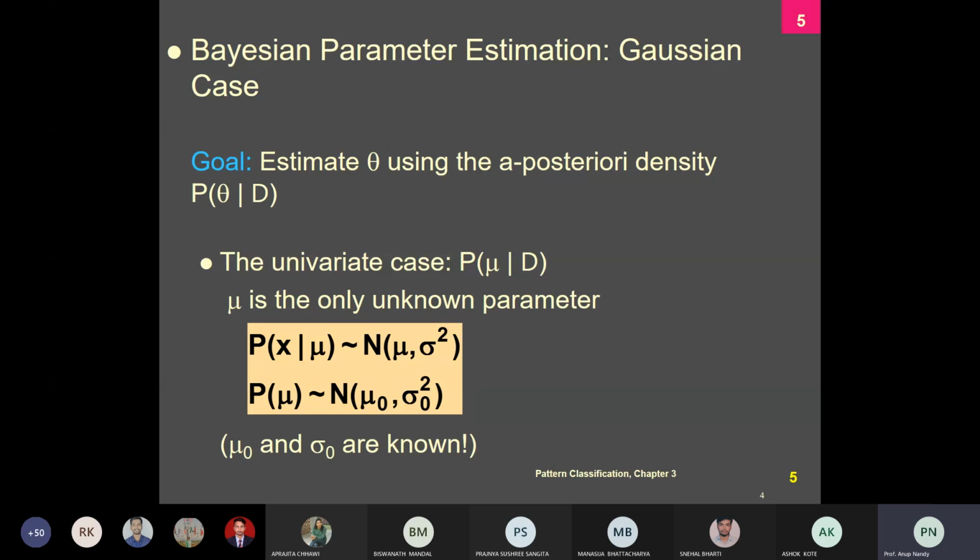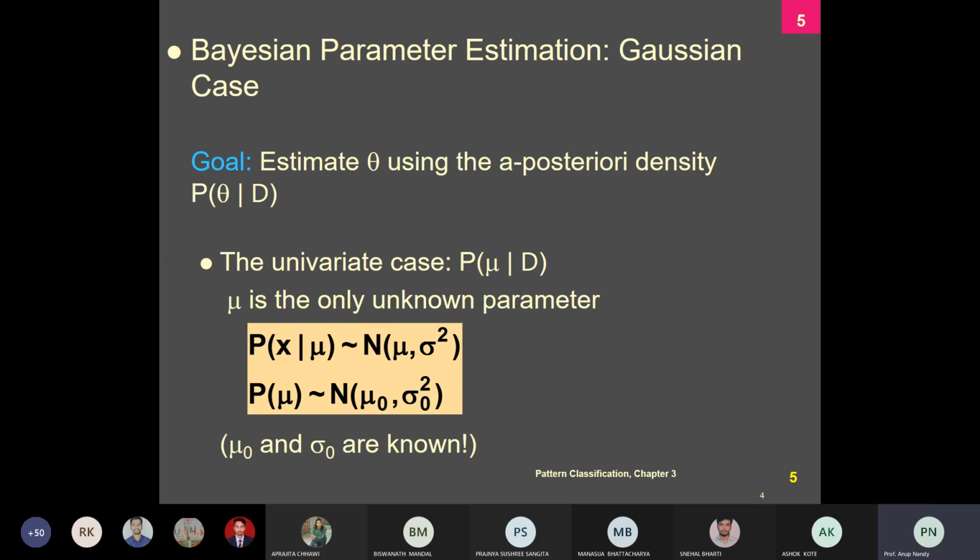So that is why P(mu) is written here, and you can assume that P(mu) is equal to N(mu naught, sigma naught squared), where both mu naught and sigma naught are known. Why are they known? Because you are assuming that your mu follows a particular prior density. So what are mu naught and sigma naught? Both are known to you.